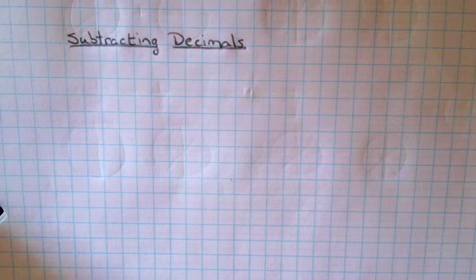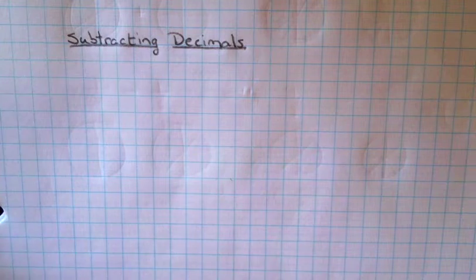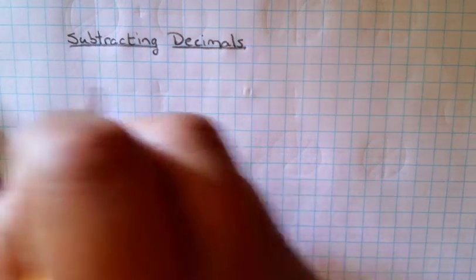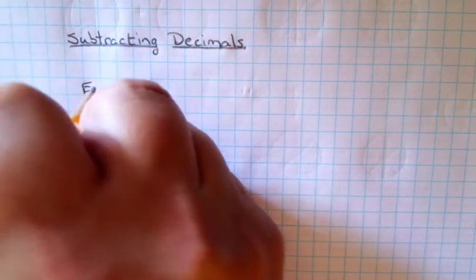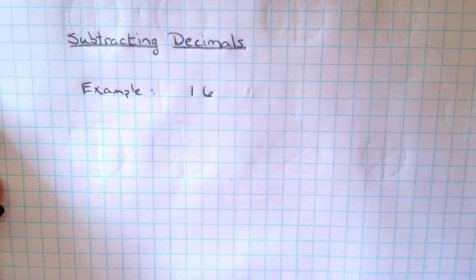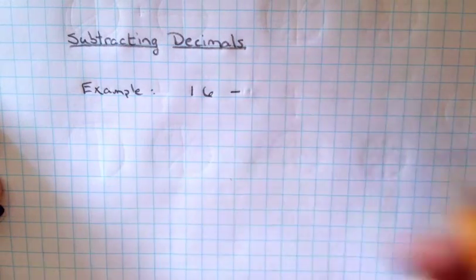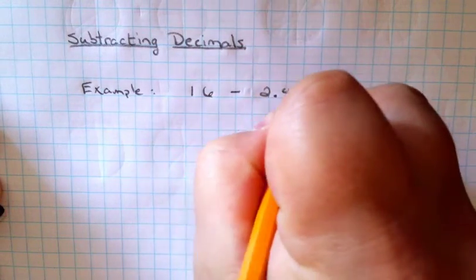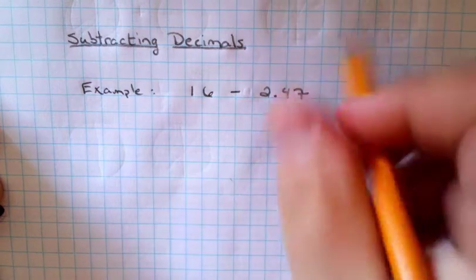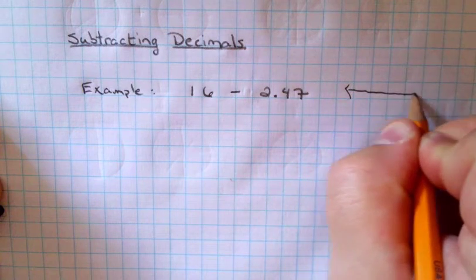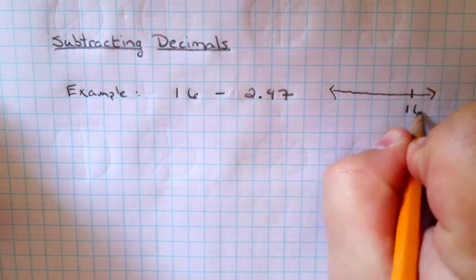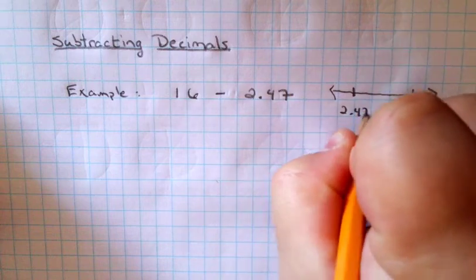There might be cases where we need to take two decimals and subtract. Subtraction, if you remember, is really just the distance between two numbers. So let's say, for example, I take the number 16, and I want to subtract 2.47 from it. What we're going to do is find the distance on a number line. If we draw a little number line out, I want to find the distance between a positive 16 and a positive 2.47. That's my goal.